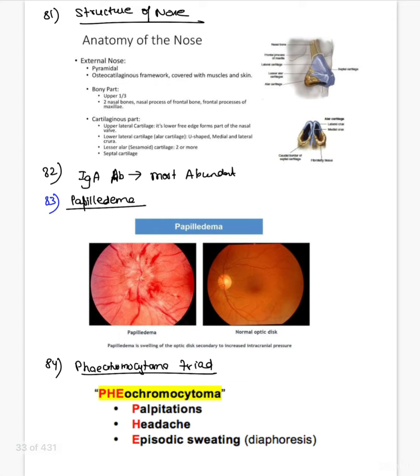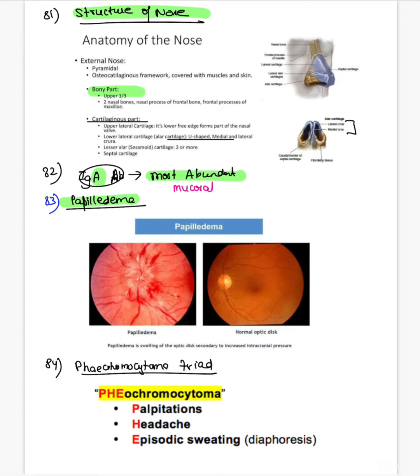So now coming on to the next one, guys, they ask you the structure of the nose. Okay, so they ask you cartilaginous and bony structure. The upper 1/3 is the bony part, then the rest, guys, is the cartilaginous part, like your alar cartilage, guys. Okay, U-shaped cartilage, medial crura, lateral crura. Okay, then they ask you the most abundant antibody, guys. So IgA antibody, because it's present in the mucosal secretion, guys. Hence this antibody is the most abundant antibody.